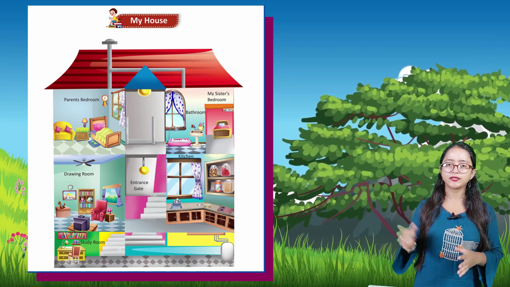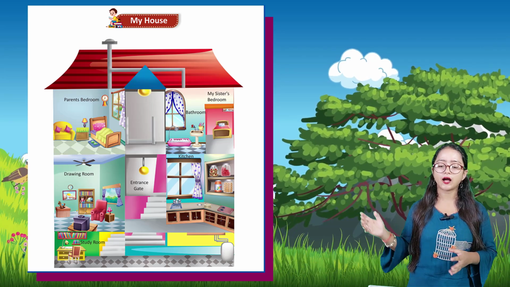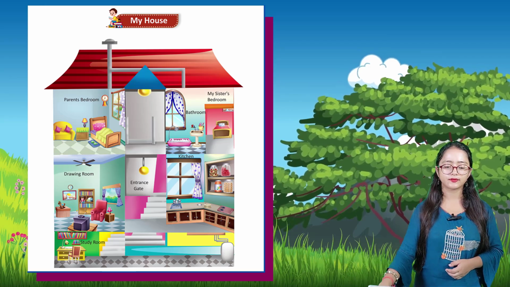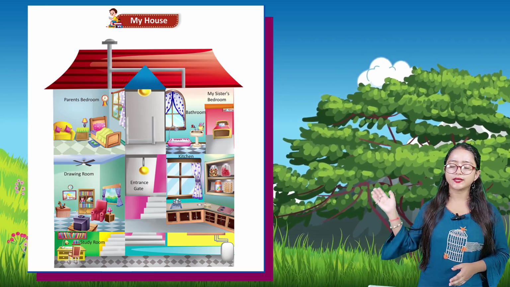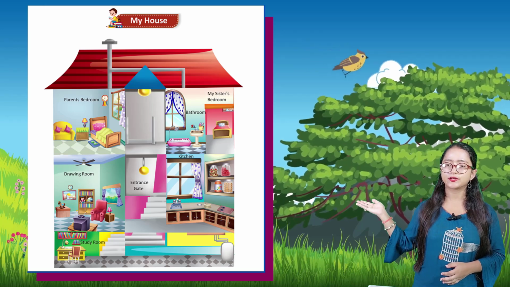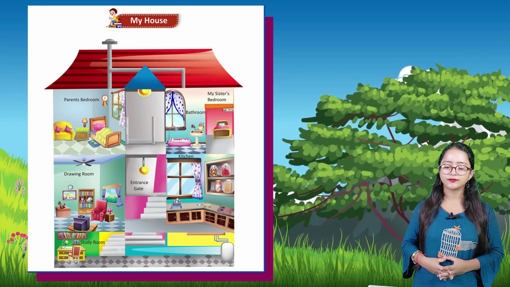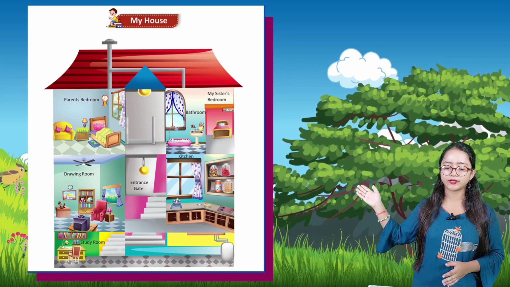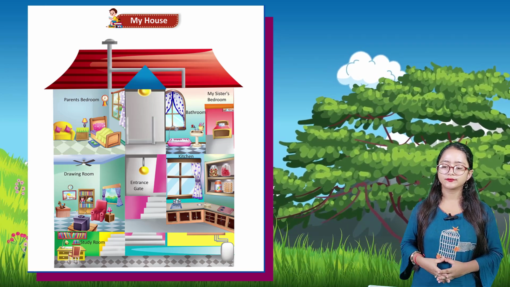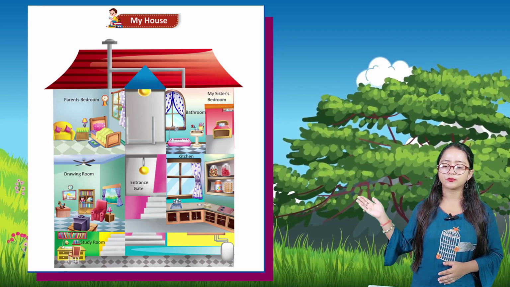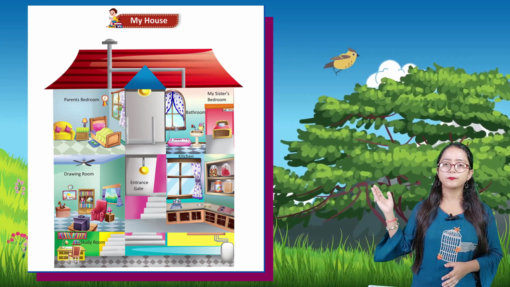Now turn the page and the next topic is my house. Here you can see the picture of house. First you can see the entrance gate. Next you can see the drawing room over there. Next kitchen. Next you can see the study room just below that drawing room. Next you can see my sister's bedroom and the bathroom over there. Next one, parents' bedroom.